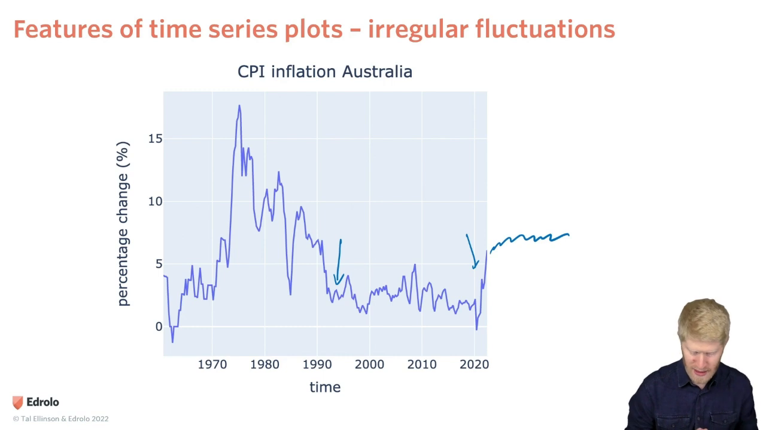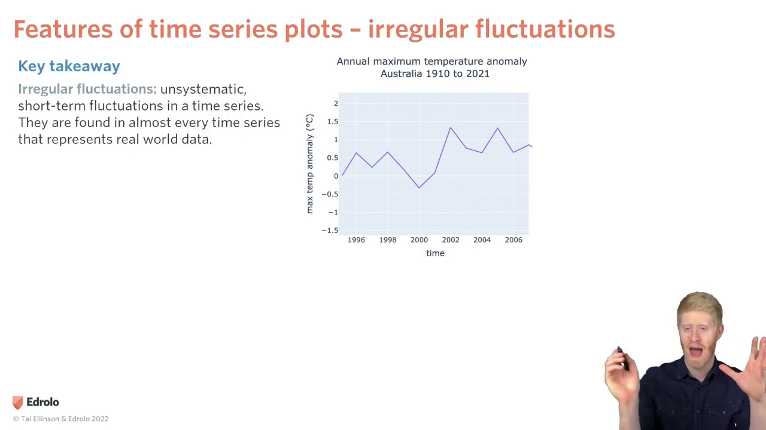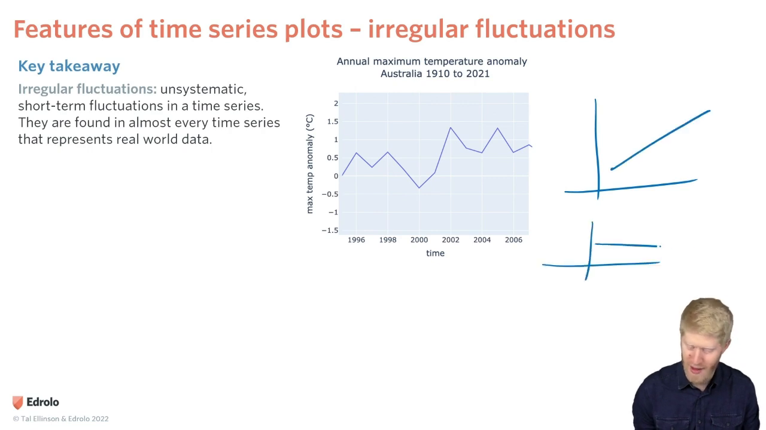The little ups and downs here we can call irregular fluctuations. Irregular fluctuations are going to be found in any graph of real world data. If you have a graph with no irregular fluctuations, just a straight line, then chances are it's a bit artificially made. So expect to see them almost everywhere.